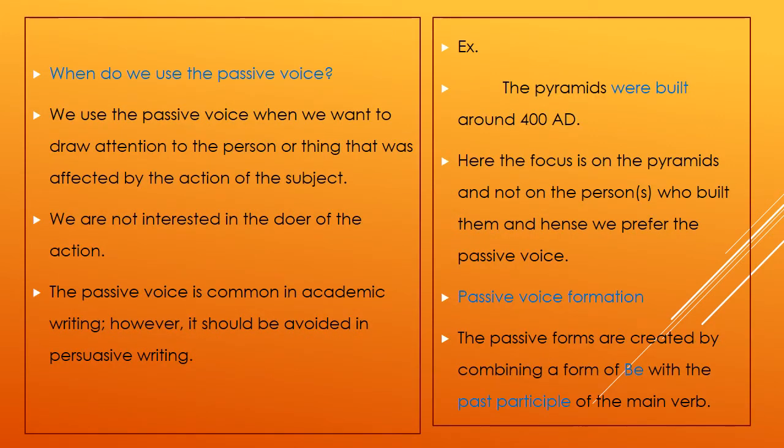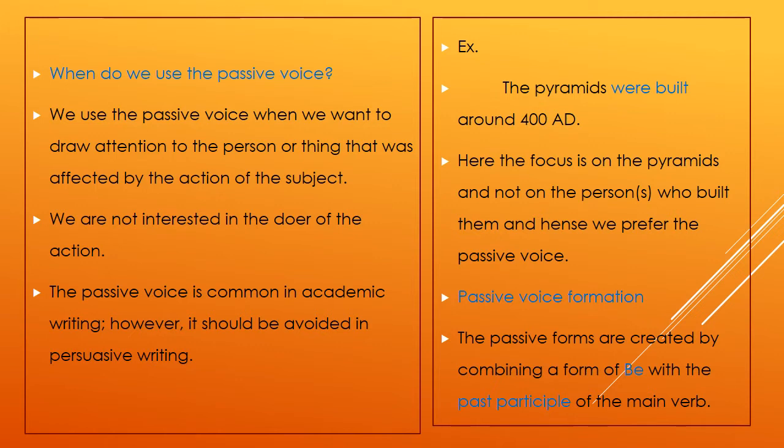When do we use the passive voice? We use the passive voice when we want to draw attention to the person or thing that was affected by the action of the subject. We are not interested in the doer of the action. The passive voice is common in academic writing. However, it should be avoided in persuasive writing. Example, the pyramids were built around 400 before Christ. Here the focus is on the pyramids and not on the person who built them, and hence we prefer the passive voice.